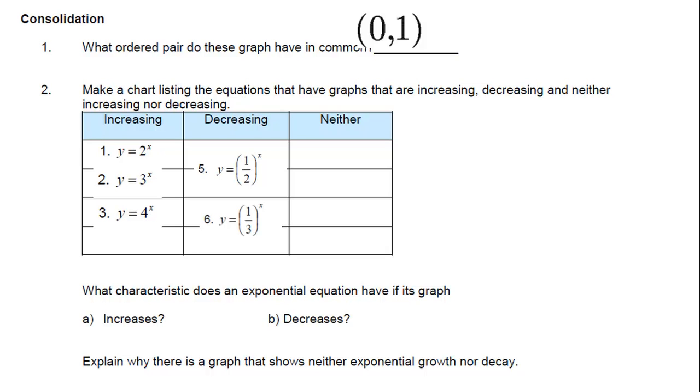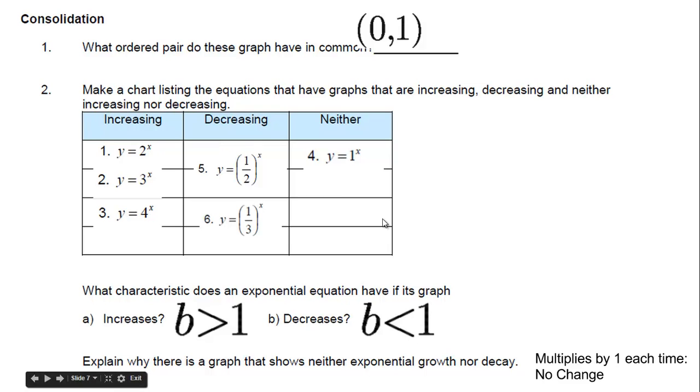For it to be increasing, the base has to be bigger than 1. For it to be decreasing, the base has to be less than 1. And that explains why there's a graph that shows neither, because there's no change. It's just multiplying by 1 every time. Okay.